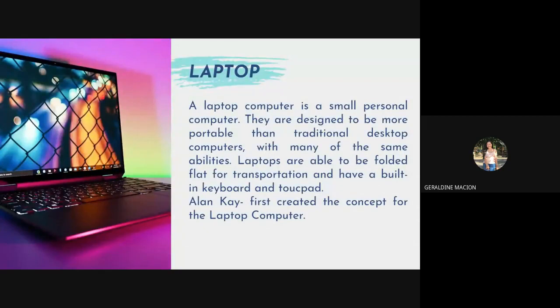Laptop. A laptop computer is a small personal computer. They are designed to be more portable than traditional desktop computers, with many of the same abilities. Laptops are able to be folded flat for transportation and have a built-in keyboard and touchpad. So it was Alan Kay who first created the concept for the laptop computer.